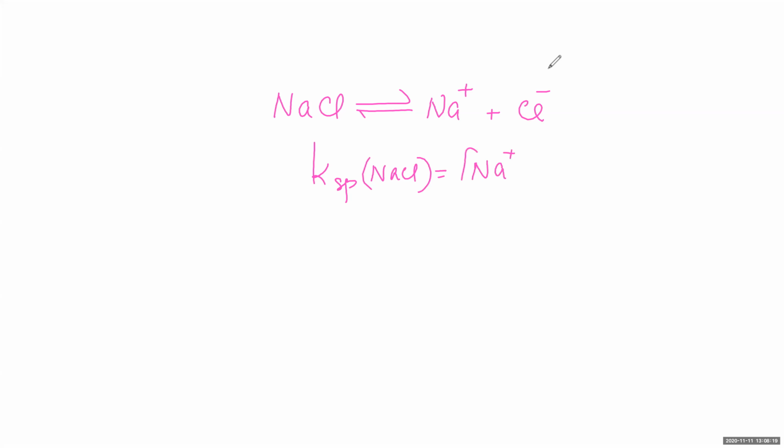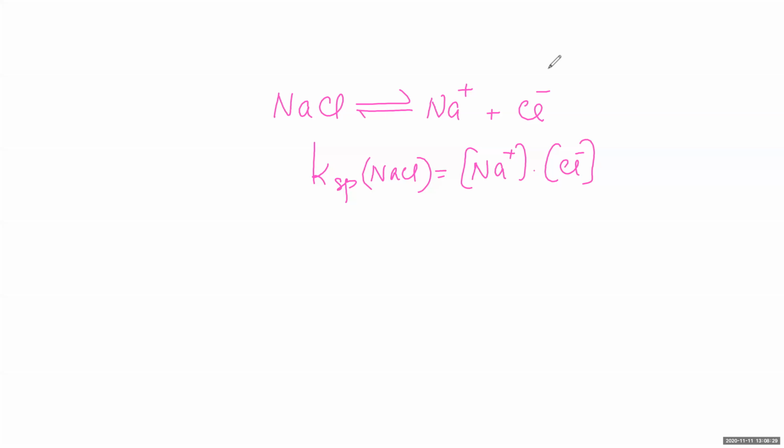This we can apply in the case of sodium chloride. You take a saturated solution of sodium chloride, it ionizes into Na plus and Cl minus ions. Now, what is the solubility product of sodium chloride? It is the concentration of Na plus times the concentration of Cl minus. That is the solubility product of sodium chloride.